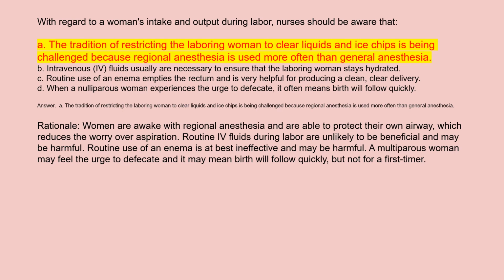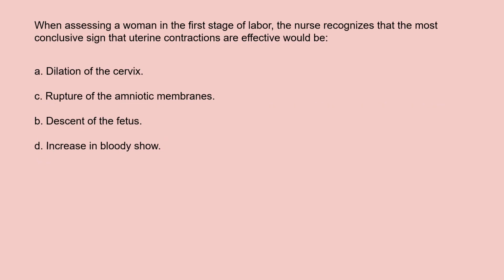A multiparous woman may feel the urge to defecate and it may mean birth will follow quickly, but not for a first-timer. When assessing a woman in the first stage of labor, the nurse recognizes that the most conclusive sign that uterine contractions are effective would be: a. Dilation of the cervix, b. Rupture of the amniotic membranes, c. Descent of the fetus, d. Increase in bloody show.